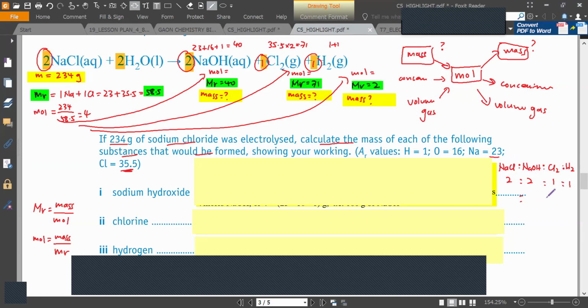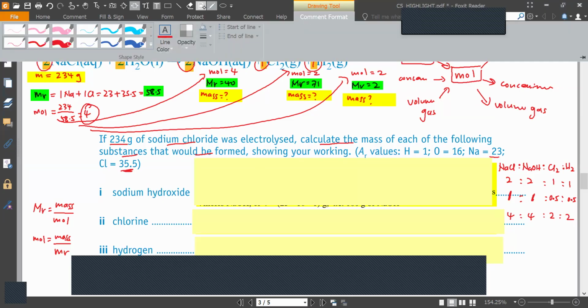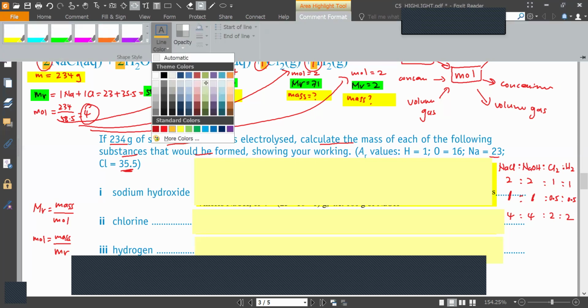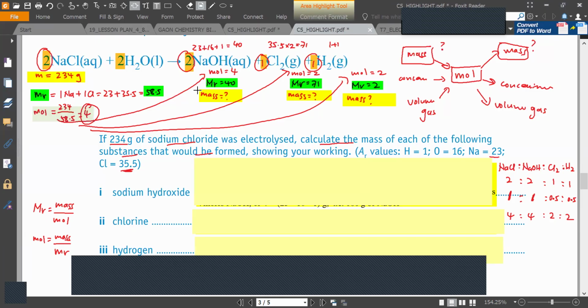So if we simplify it, it is 1, 1, 0.5, 0.5, like this. Now this is 4, this is the same, and this is 2, this is 2. So it is just divided by 2. If this is 4 mole, this will be 4, 2, 2, just like that. Now we have settled the mole.